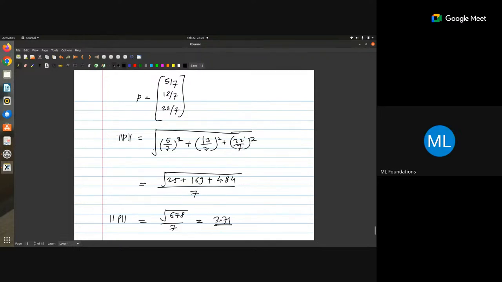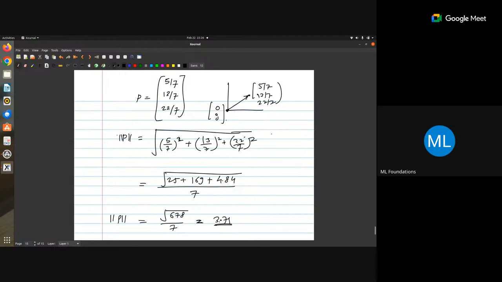Actually, this is 5/7 minus 0, whole square, 13/7 minus 0, because we have this coordinate system at 0, 0. Generally, a vector is represented from the coordinate origin. So these are the coordinates: 5/7, 13/7, and 22/7. The distance between the origin, 0, 0, 0, and this point is calculated. This is the Euclidean distance.